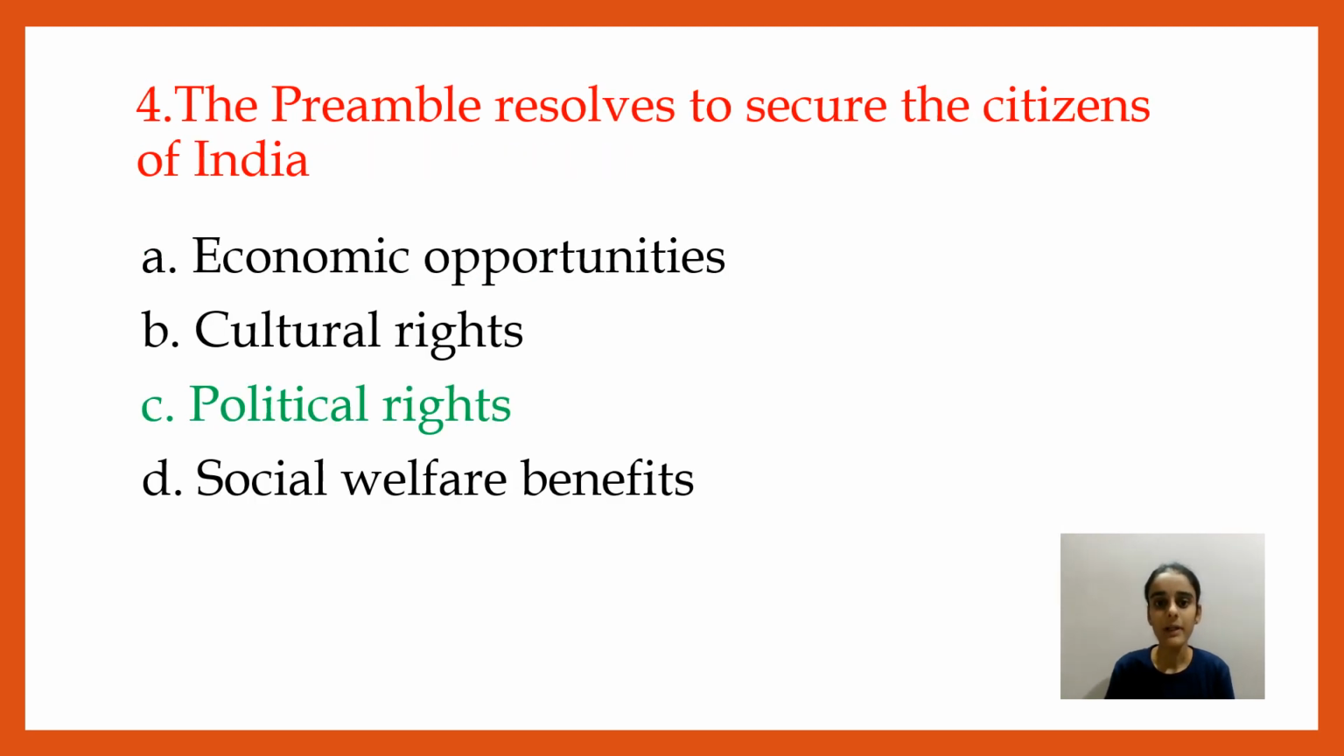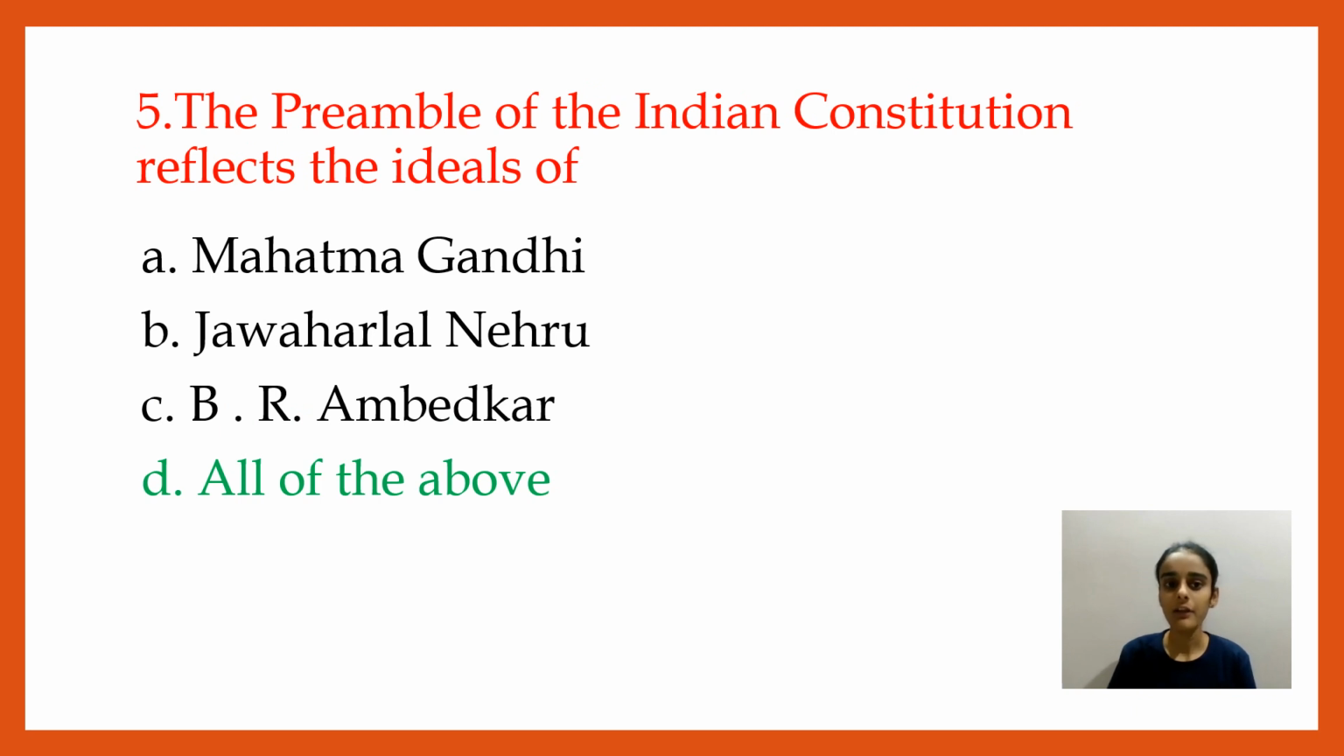Fourth question, preamble resolves to secure the citizens of India. Option A, economic opportunities. Option B, cultural rights. Option C, political rights. Option D, social welfare benefits. And the correct option is option C, political rights. Fifth question, the preamble of Indian Constitution reflects the ideals of option A, Mahatma Gandhi, option B, Jawaharlal Nehru, option C, B.R. Ambedkar, option D, all of the above. And the correct option is all of the above.